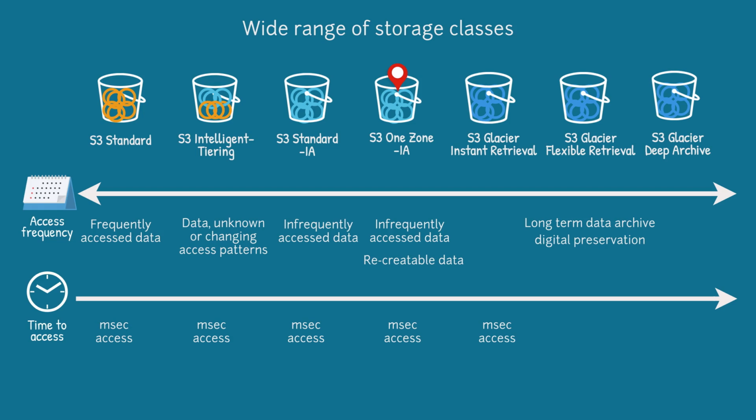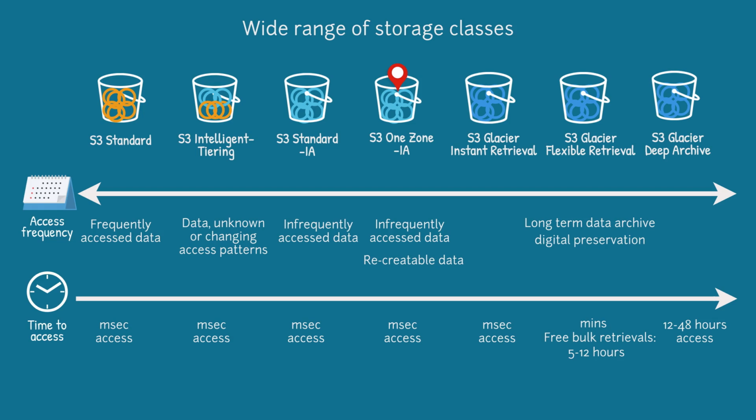S3 Glacier Instant Retrieval storage class delivers the lowest cost storage, with milliseconds retrieval. It is designed for archive data that needs immediate access. For archive data that does not require immediate access, choose S3 Glacier Flexible Retrieval, formerly S3 Glacier, with retrieval in minutes or free bulk retrievals in 5 to 12 hours. To save even more on long-lived archive storage, choose S3 Glacier Deep Archive, the lowest cost storage in the cloud, with data retrieval from 12 to 48 hours. With a wide range of storage classes offered by S3, you can choose which ones best fit your data profile and use cases.